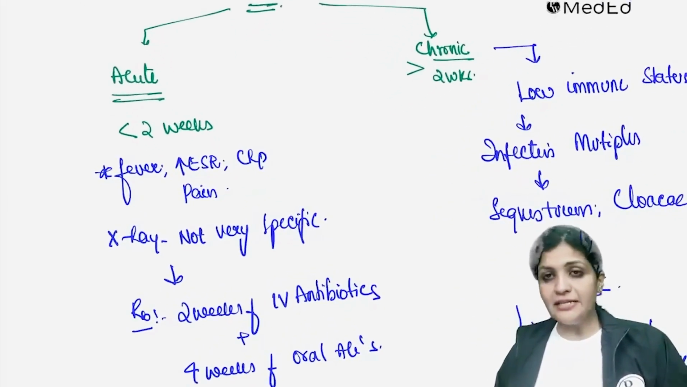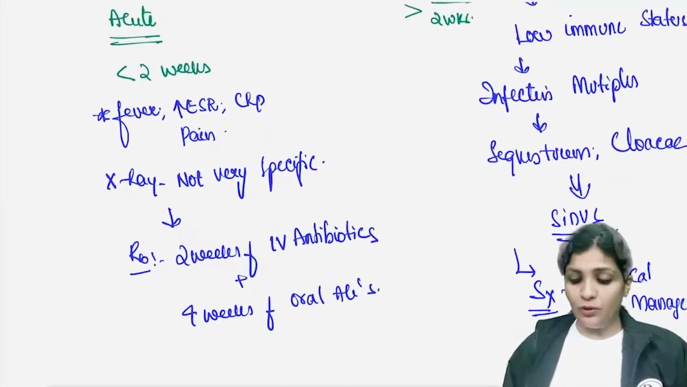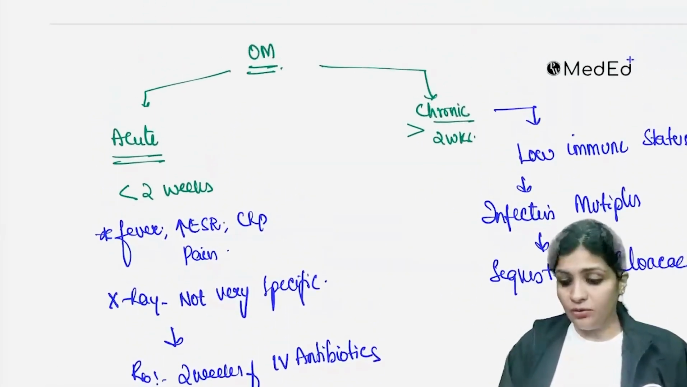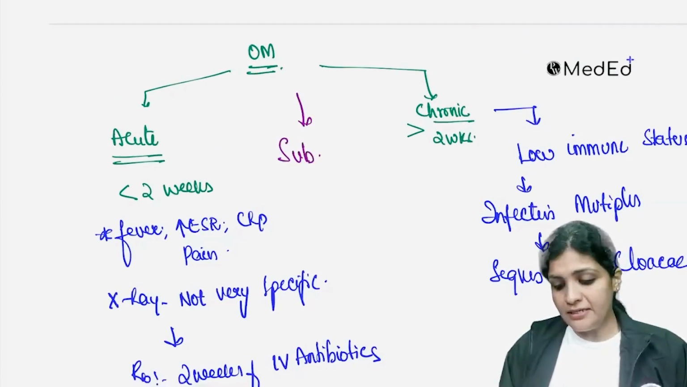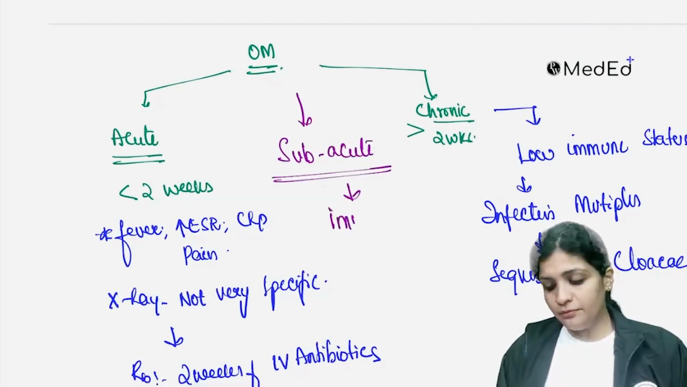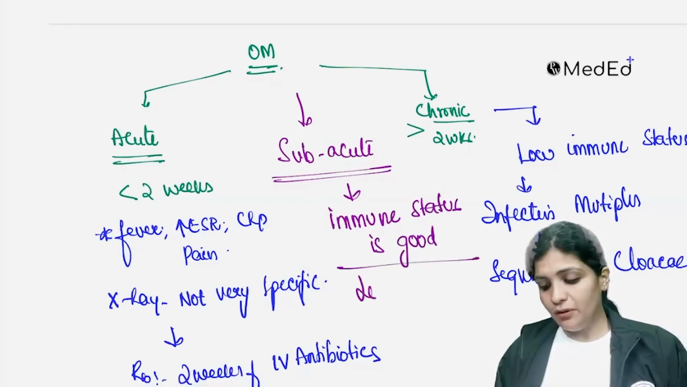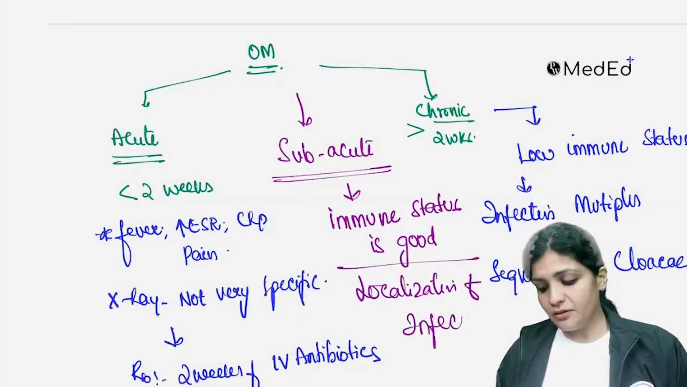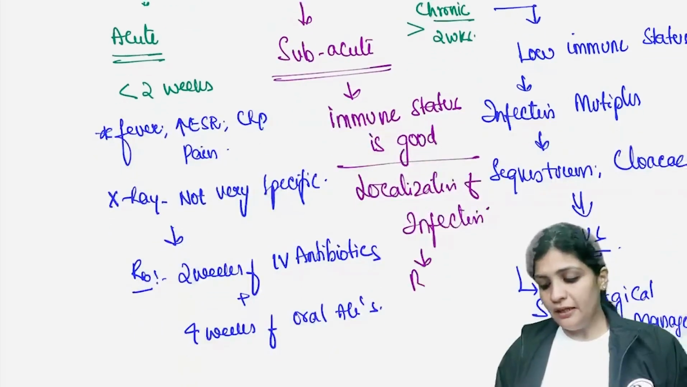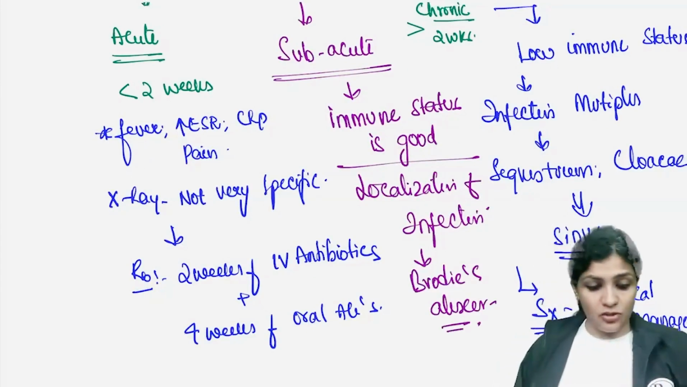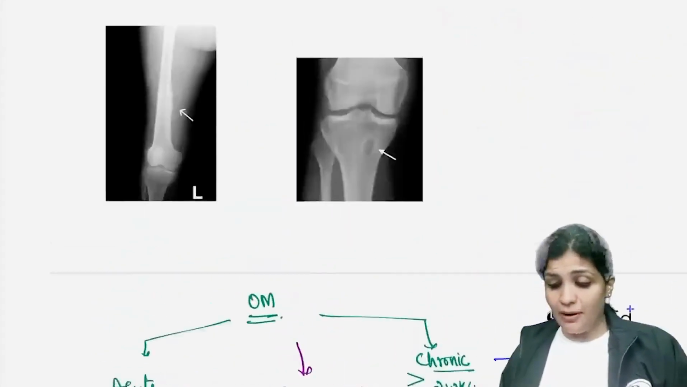Right, in chronic osteomyelitis, it is surgical management. So in between this acute and chronic, there is the subacute. That means the immune status is good, so there will be localization of infection, which is called the Brodie's abscess, right? So this is about the Brodie's abscess.